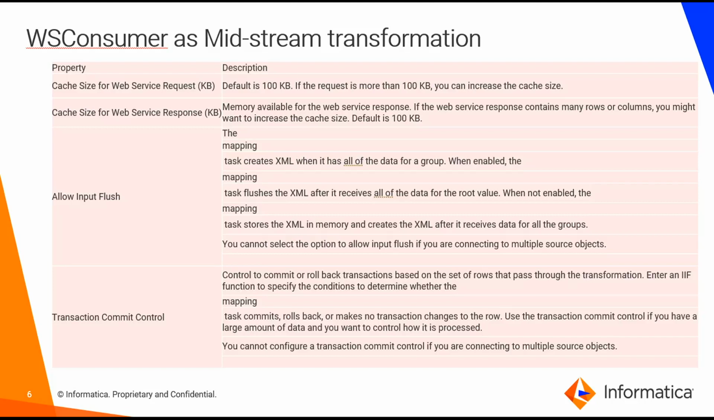Transaction commit control. This particular property controls whether to commit or roll back the transactions based on the set of rows that pass through the transformation. Enter an IF function to specify the condition to determine whether the mapping is going to commit, roll back, or make no transaction changes to the row.